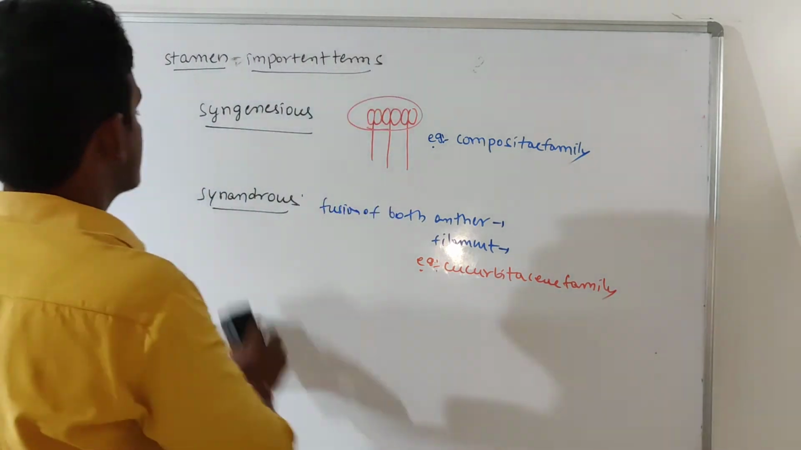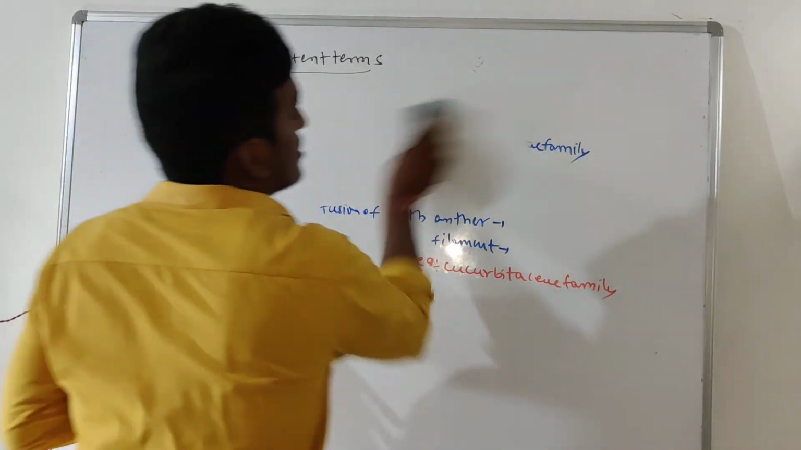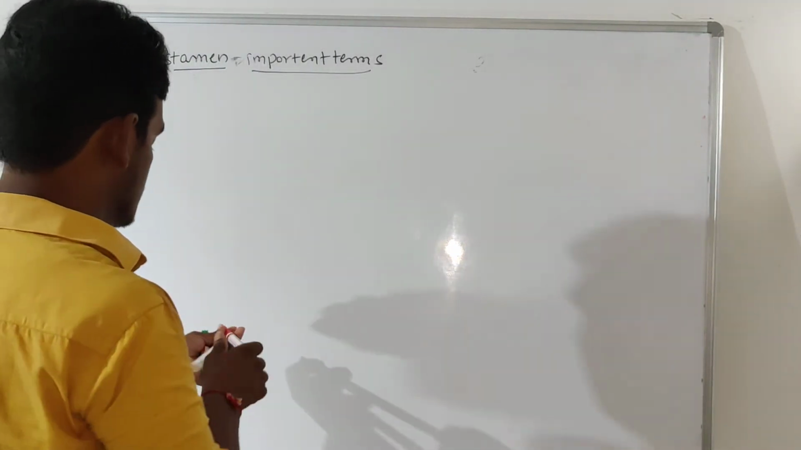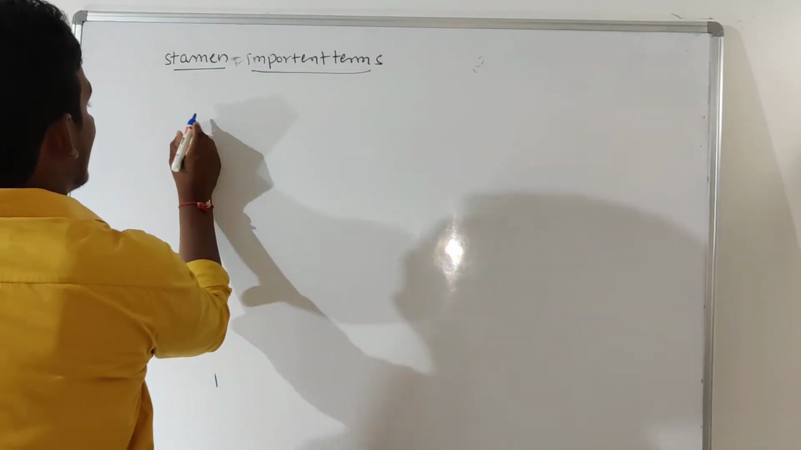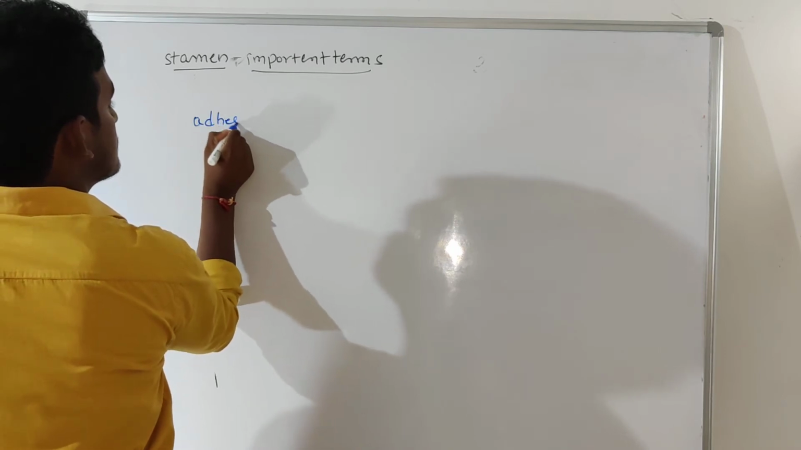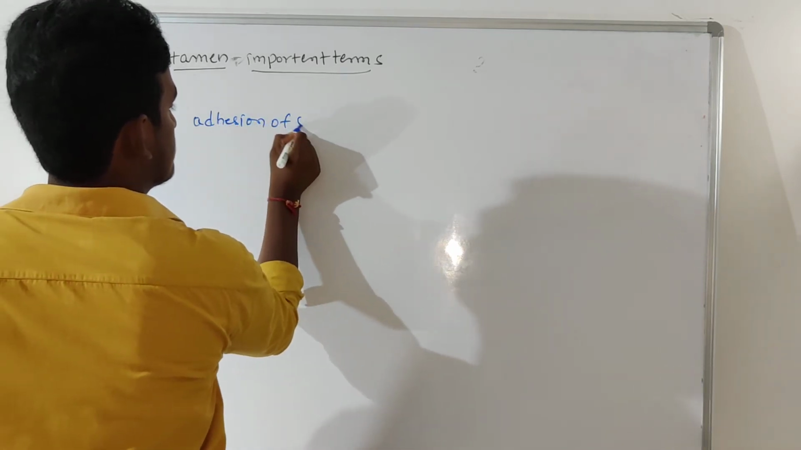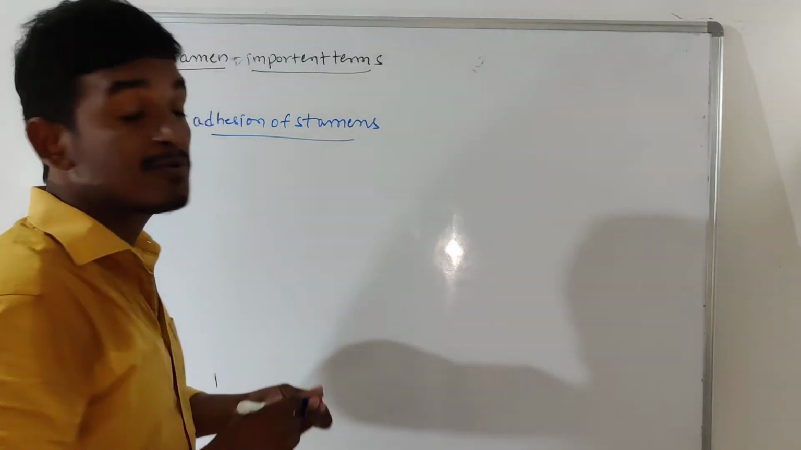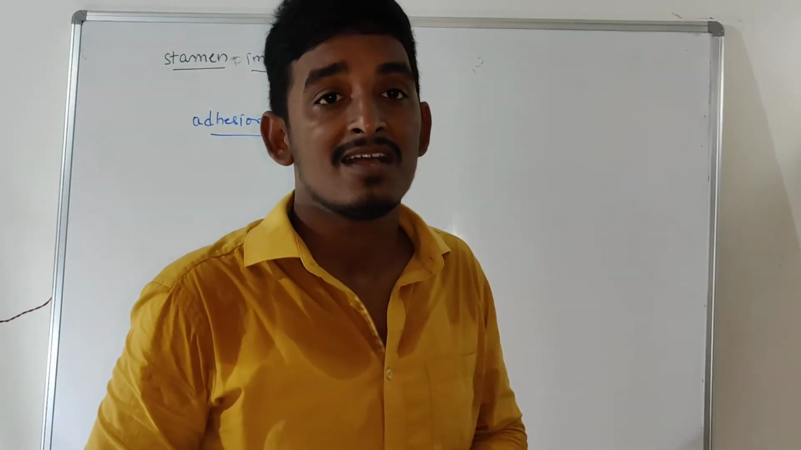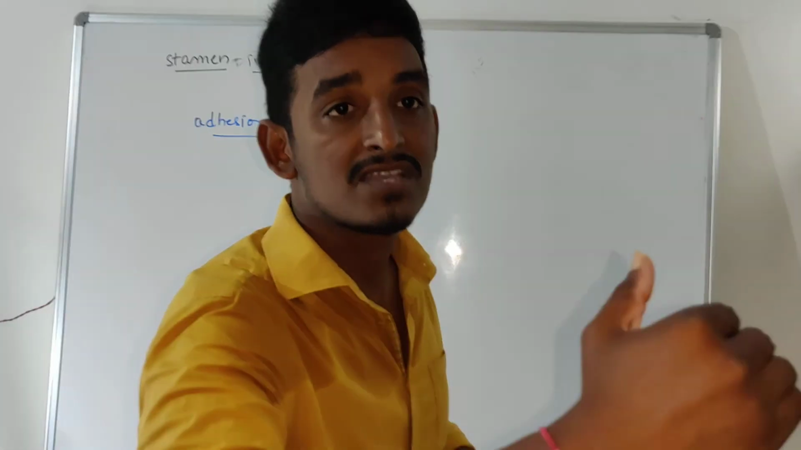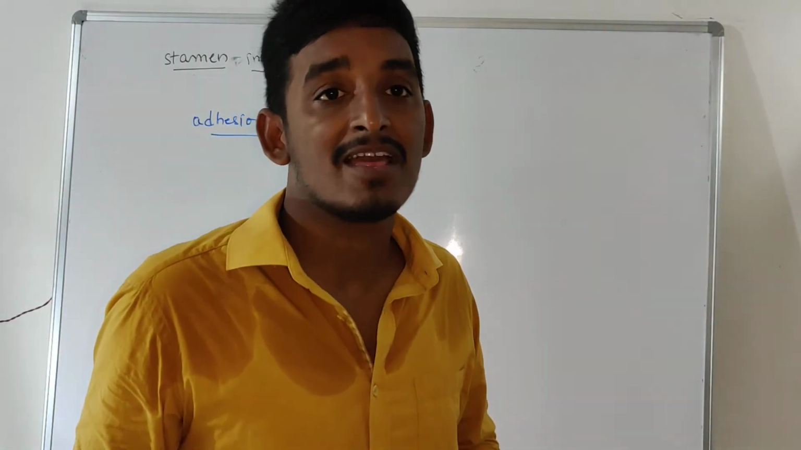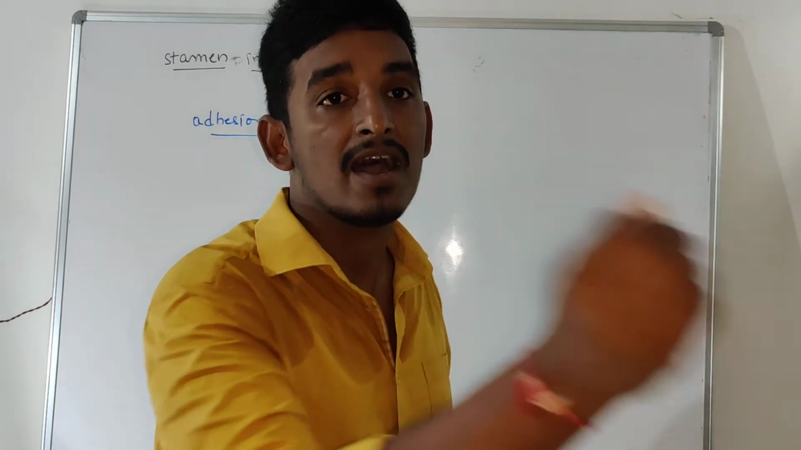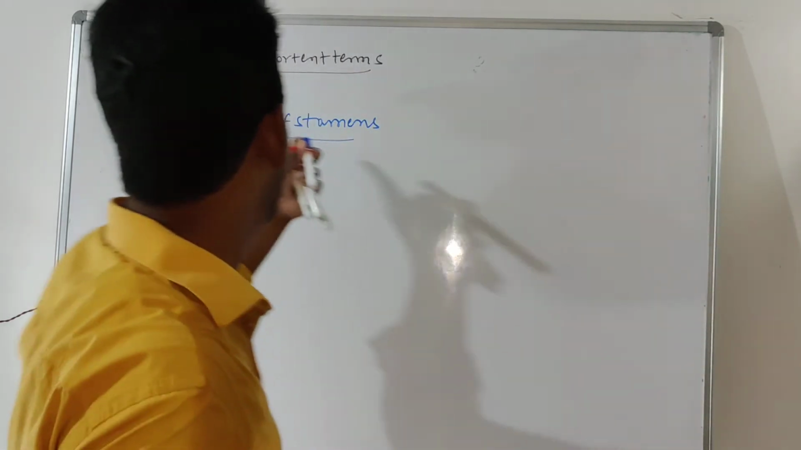So next we will discuss adhesion of stamens. Up to now we were discussing what? Cohesion of stamens. Later we will discuss adhesion of stamens. So what about adhesion? If the stamen is fusing with dissimilar whorls, if it is fusing with sepals or petals or gynoecium or perianth, then we call it adhesion.